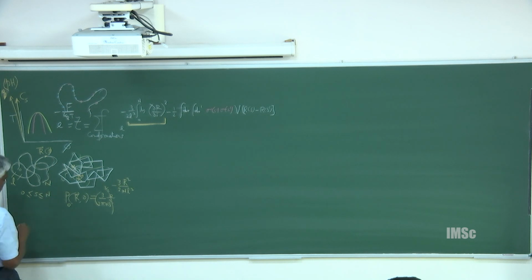For a random walk, I can calculate. See the way I drew this cartoon, not deliberately, but that's the way it turned out. There is a typical size of this coil. Let me write that typical size to be radius of gyration RG.